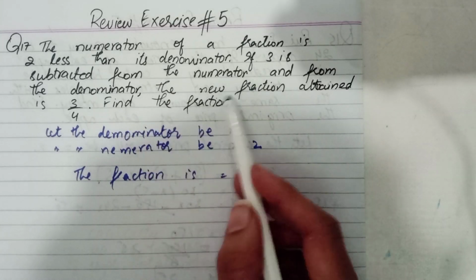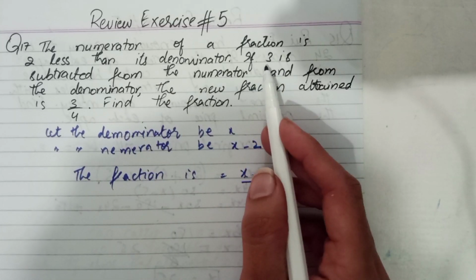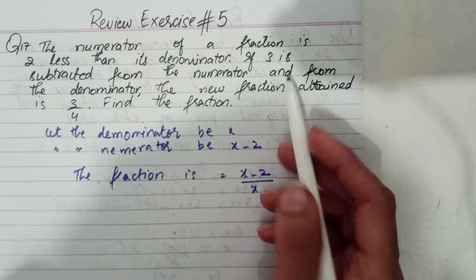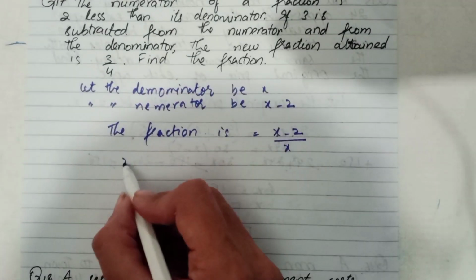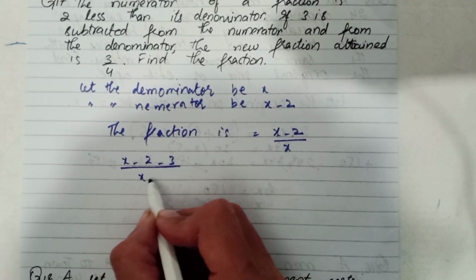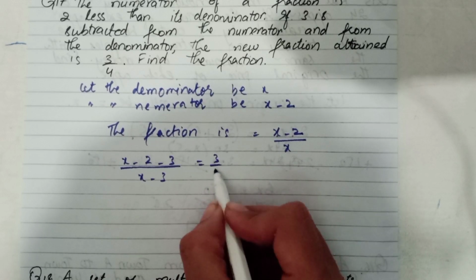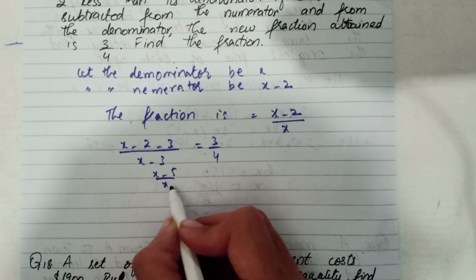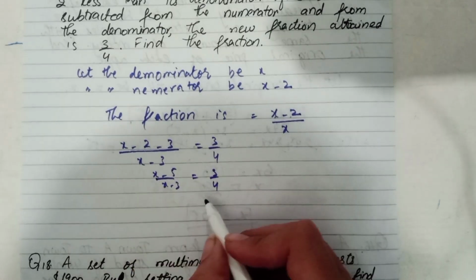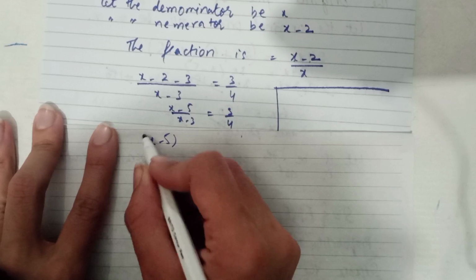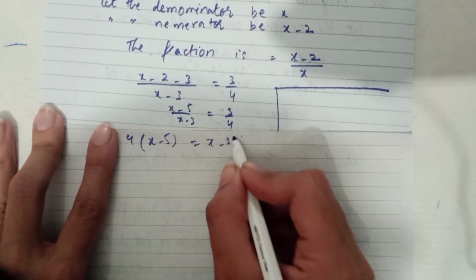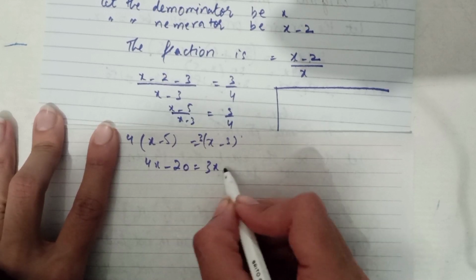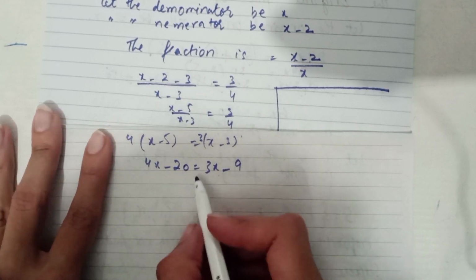Now the new fraction which will be obtained is 3 by 4, and this will be obtained by doing minus 3 from numerator and from denominator, and it is equal to 3 by 4. We get x minus 5 over x minus 3 equals 3 by 4. By cross multiplying, 4 times x minus 5, and 3 times x minus 3. 4x minus 20 equals 3x minus 9.